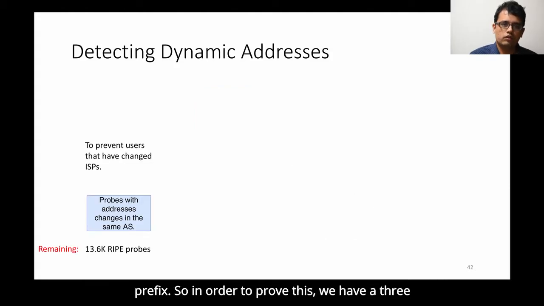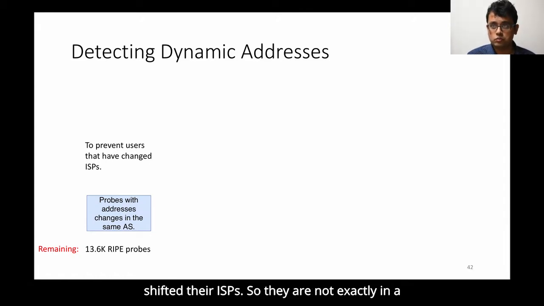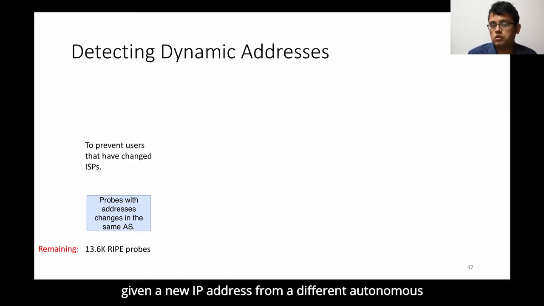So in order to prove this, we have a 3-stage filtering process. At first, we remove probes that change IP address across different autonomous systems. This is done to exclude users who have actually shifted their ISPs. So they're not exactly in a dynamically allocated prefix, but more often they are given a new IP address from a different autonomous system.